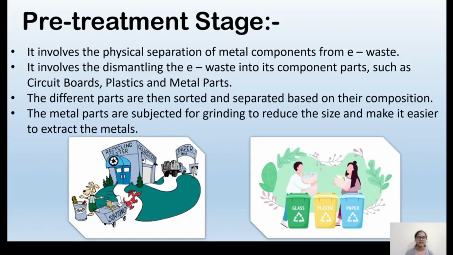Pre-treatment stage. It involves the physical separation of metal components from e-waste. It involves the dismantling of e-waste into its component parts such as circuit boards, plastics, and metal parts. The different parts are then sorted and separated based on their composition. The metal parts are subjected to grinding to reduce the size and make it easier to extract the metals. Here you can see the metals.